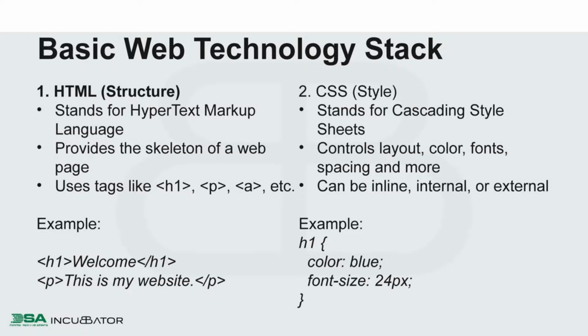So HTML, like we all say, stands for hypertext markup language. It provides the skeleton of a web page. For HTML, you use tags like H1, P, A, and contact. There's a lot of them. Mostly for HTML, all you'll be doing is anchor tags. When we get to that point, I'll give examples. For CSS, the full meaning is cascading style sheets. It controls the layout, color, font, spacing, and more. It can be inline, internal or external. We'll explain that as well.